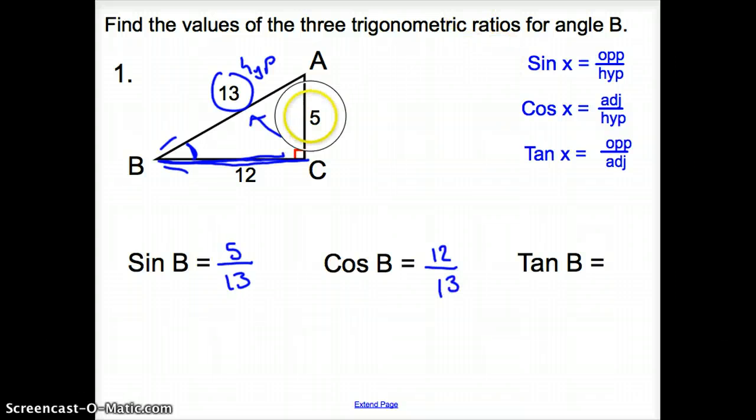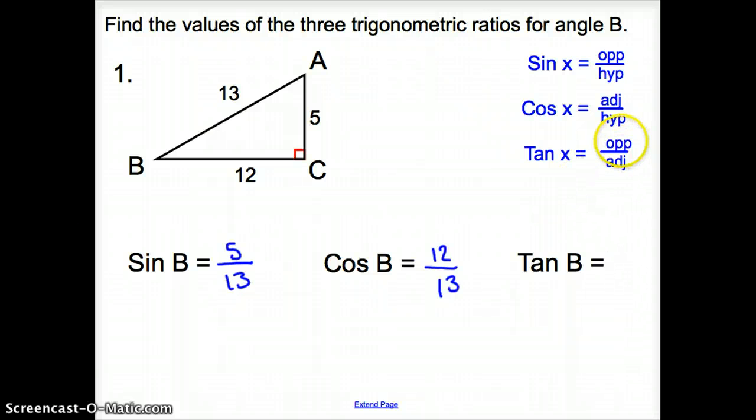And finally, we are ready for tangent of B. Tangent of B is opposite over adjacent. Well, what is opposite from angle B? There's angle B. Opposite is going to be 5. So it's 5 over the adjacent. Remember from before, this is the hypotenuse. It can't be the adjacent side, so this guy would be adjacent, which is 12. So 5/12.